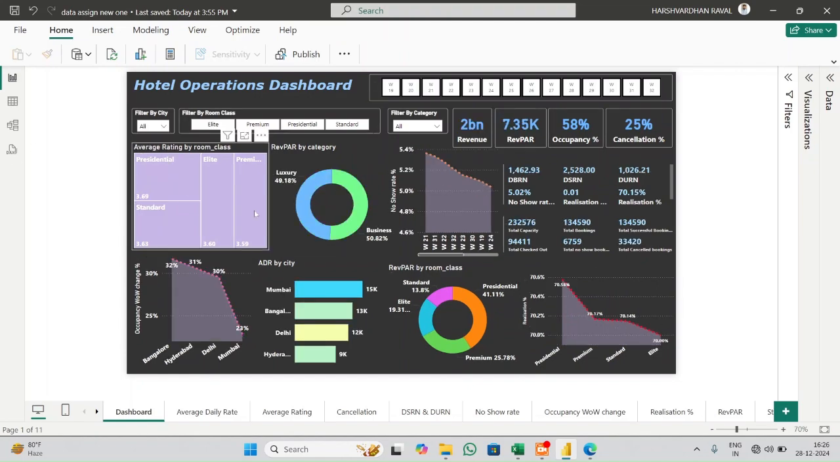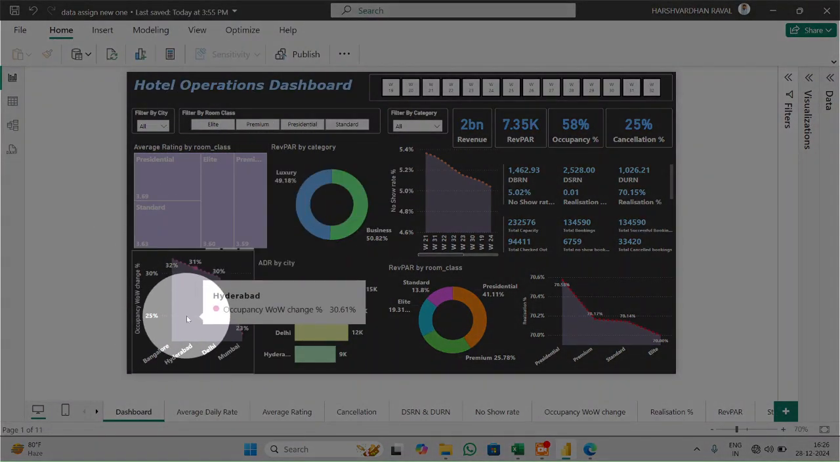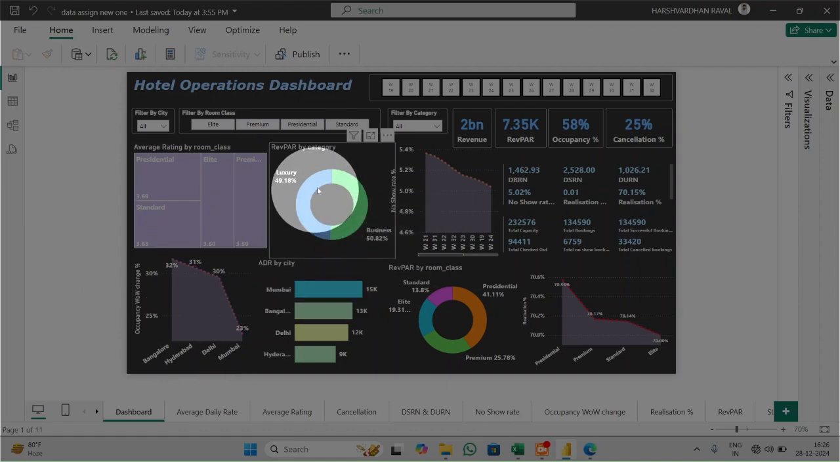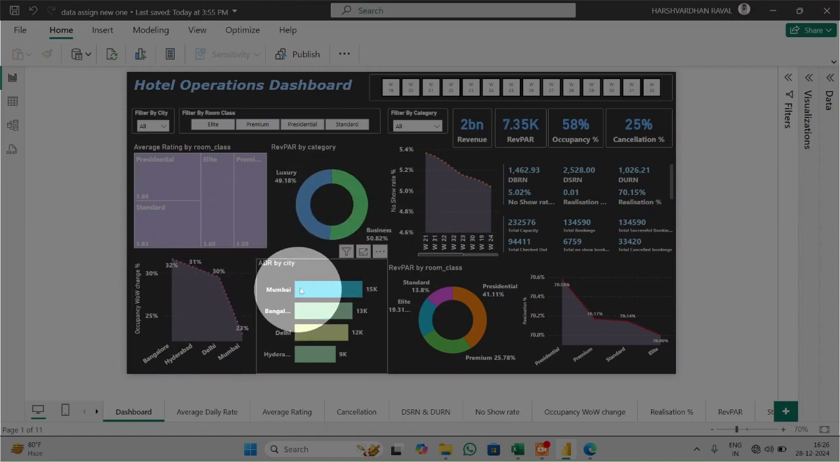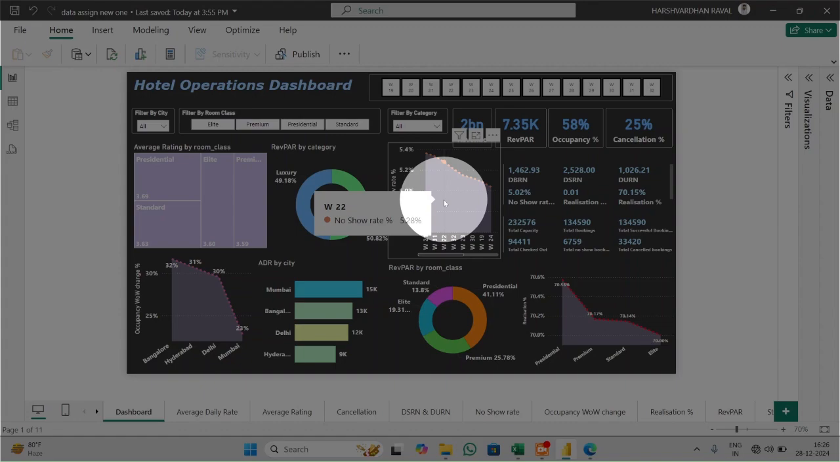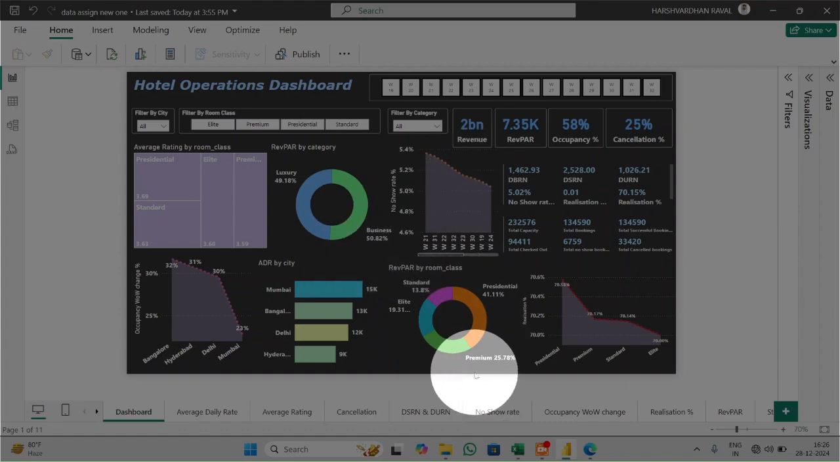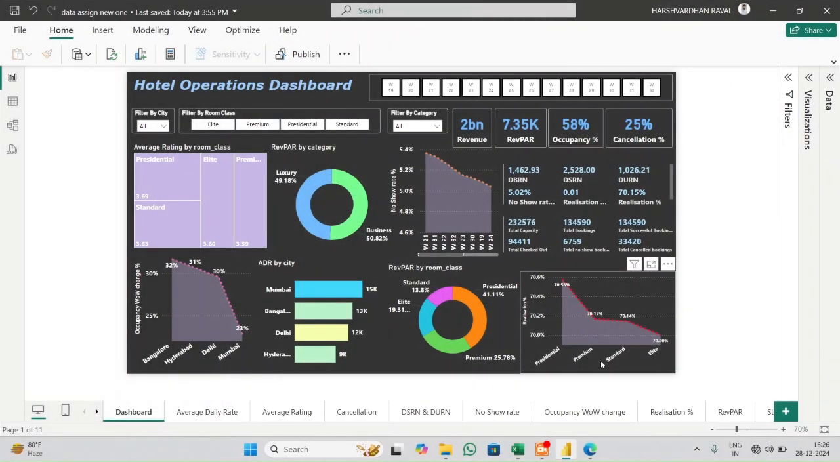So this graph is depicting what? Average rating by room class. It is depicting the occupancy week on week changes, then revenue per room by category, revenue average daily rate in terms of city. Then this graph is showing no show rate against week number. This is showing revenue per available room according to room class, and this is showing the percentage realization in terms of different types of room classes. And these are the numerical values we have created.